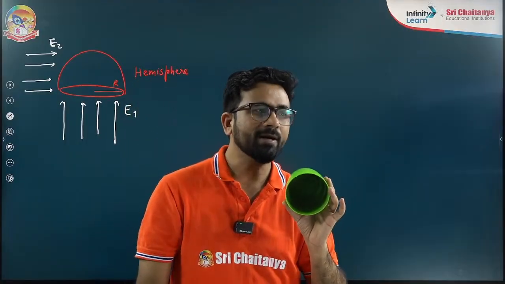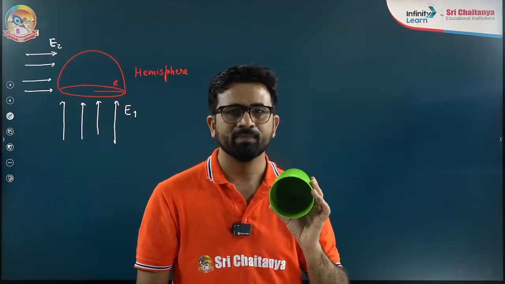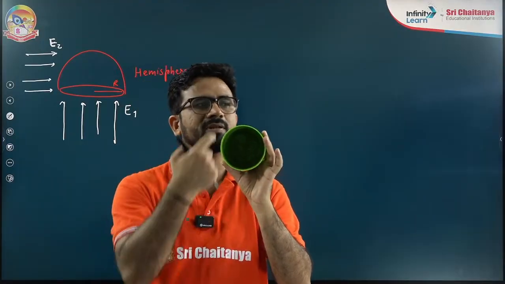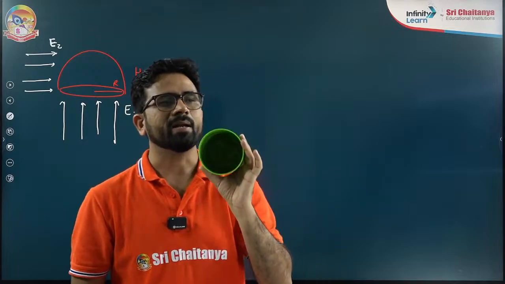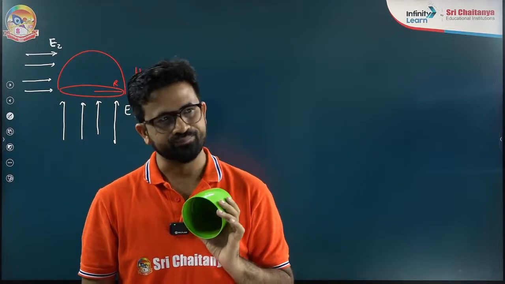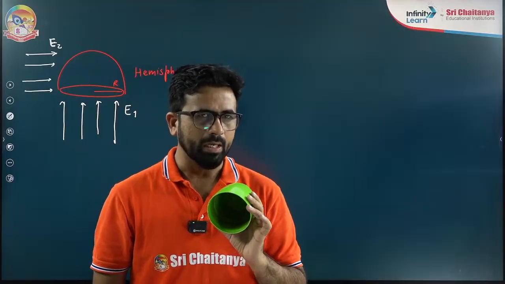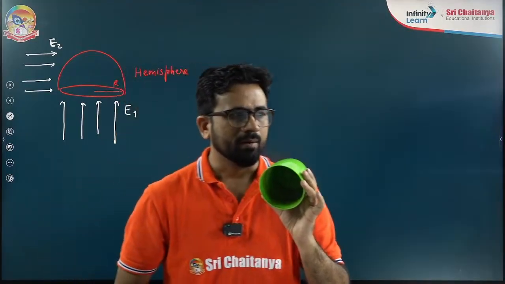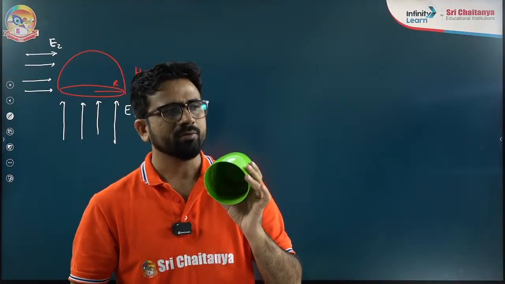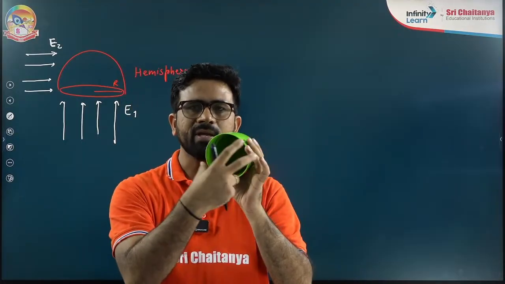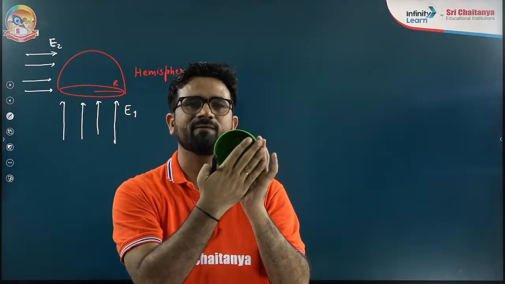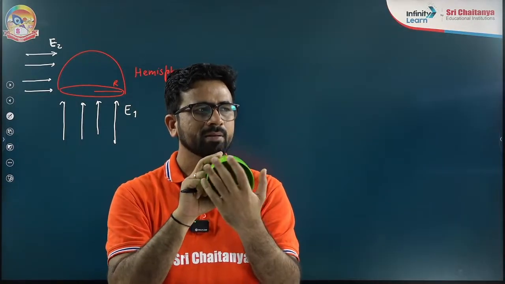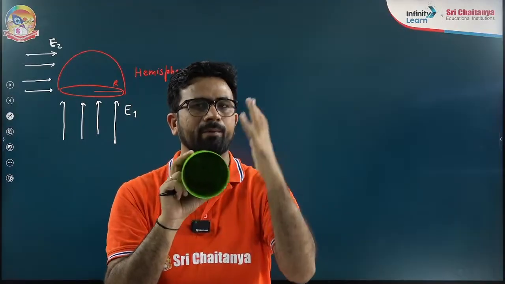Clear or not clear? This is clear to everyone? This flux associated with this circle would be pi r square into E. This is the very basic thing I am telling you. So we can multiply and get the flux associated with this circle. Got it? This is clear?